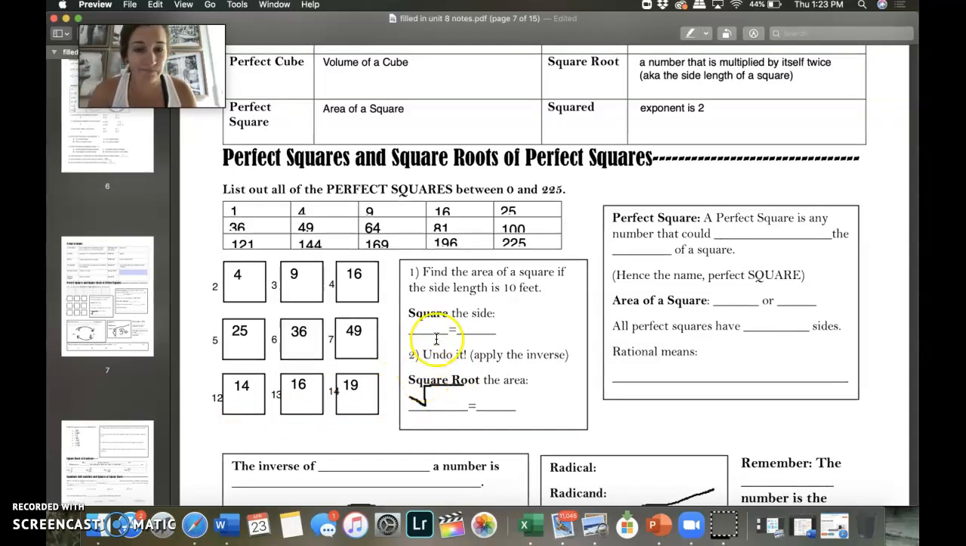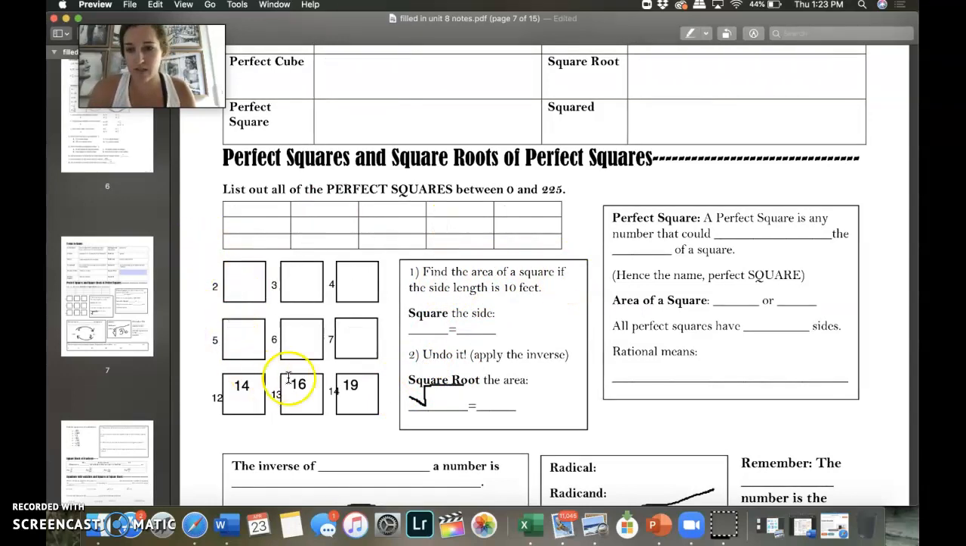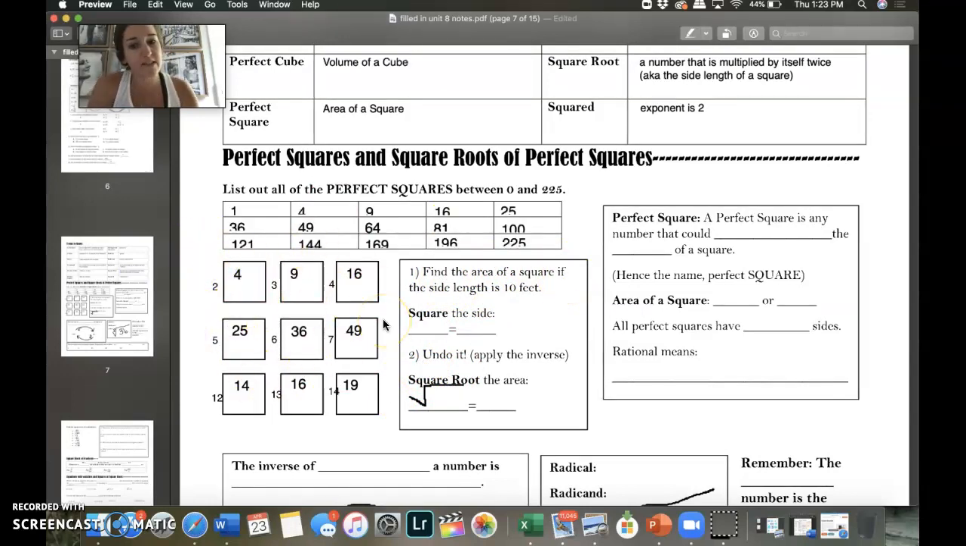Find the area of a square. So that's what we just did. We found the area of squares if the side length is 10. Well, without a square, what would be the side length? So we would have to square the side. So that would be 10 times 10. In this first line, I would want 10 times 10, and 10 times 10 is 100.